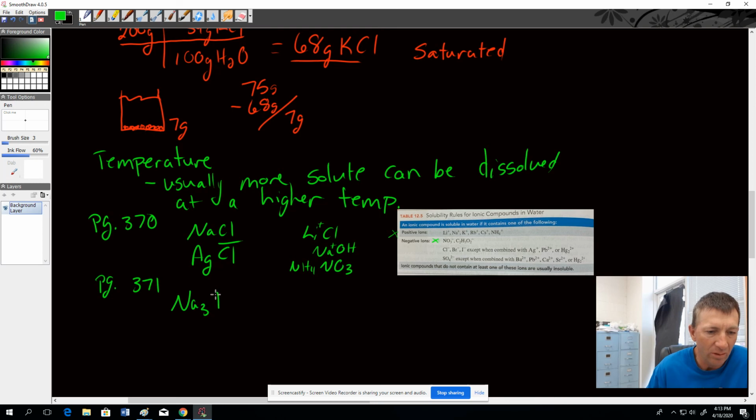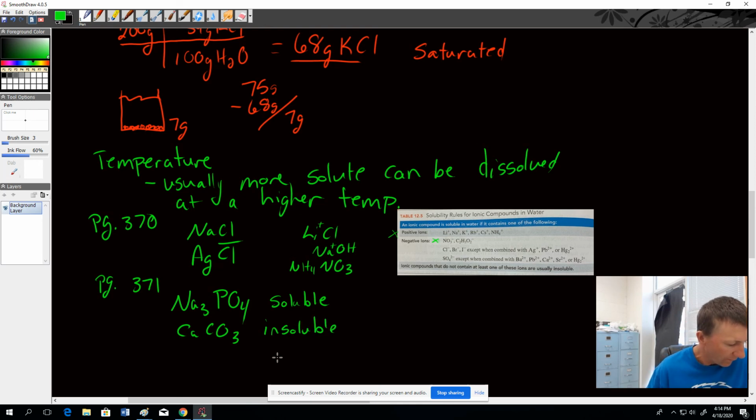The first one is sodium phosphate. So we look, okay, is it soluble or insoluble in water? Well, it has a sodium ion. So if it has a sodium ion, it is soluble in water for sure. The next one is calcium carbonate, which is chalk. You look, there's no calcium and there's no carbonate up there, and so this one is going to be insoluble in water. It will not dissolve in water. Okay, so we just have to look up there and decide whether they're soluble or insoluble just by looking at this chart, and that will tell us the solubility of it.